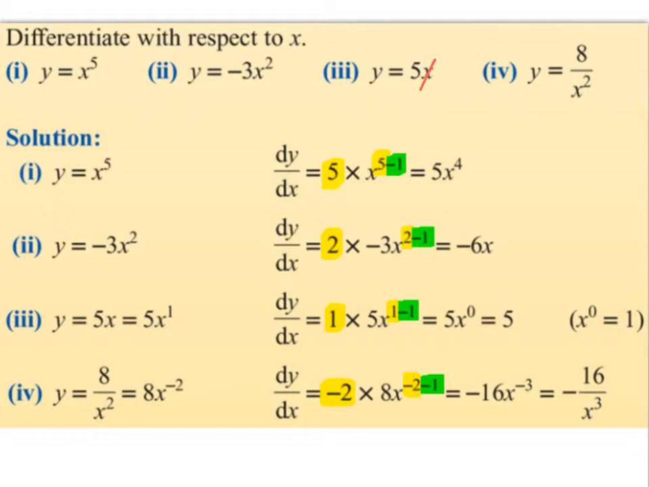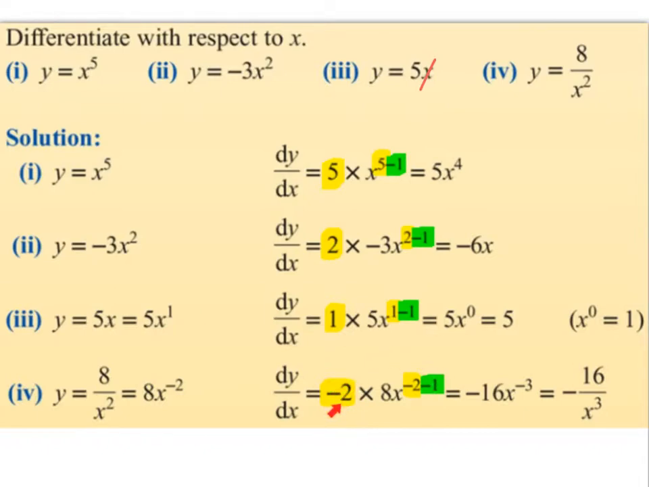And fourth, we have y equals 8 over x squared. So y equals 8 over x squared is the same thing as 8x to the power of minus 2. So we're just rewriting that using our powers rules, our indices rules. So then everything else is the same. We bring the power down in front, minus 2 comes down in front. We reduce the power by 1.